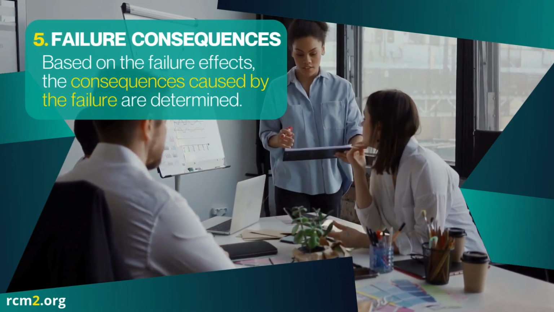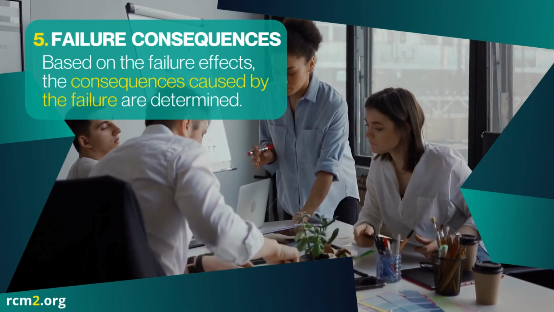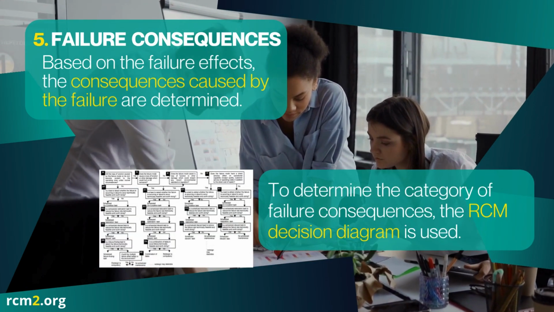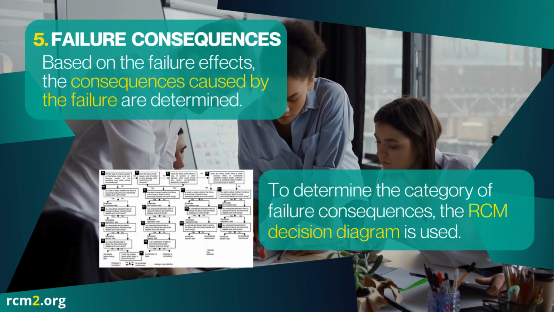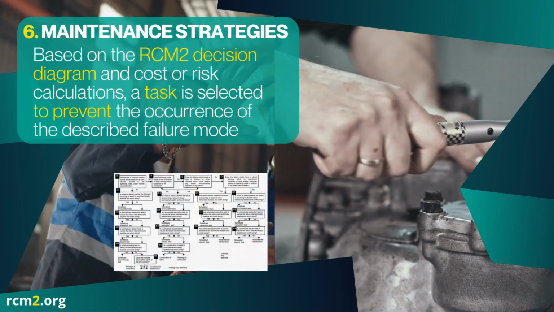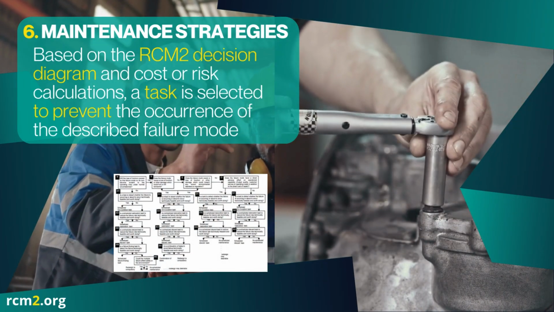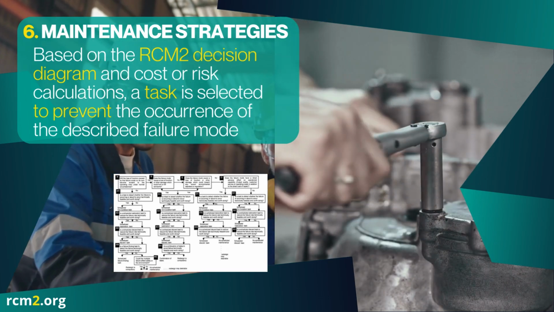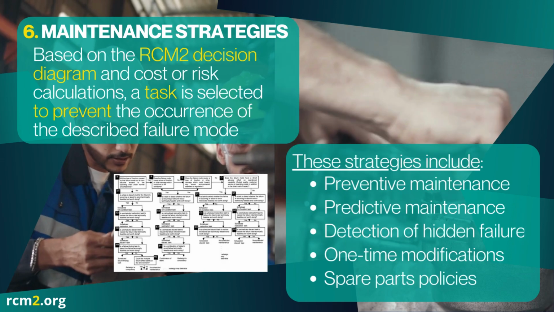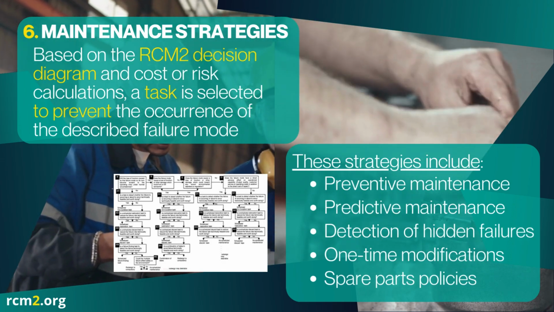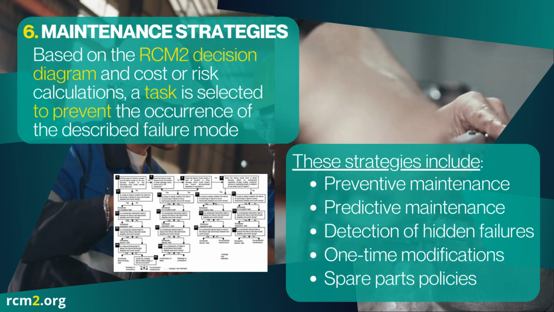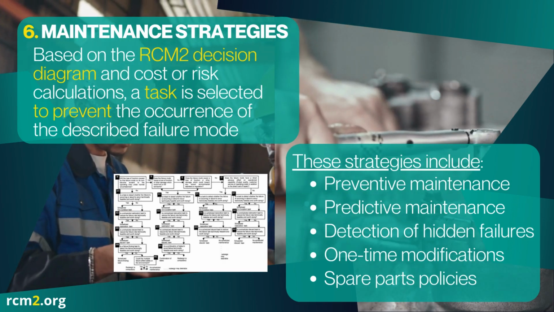Based on the failure effects, the consequences caused by the failure are determined. To determine the category of failure consequences, the RCM decision diagram is used. Based on the RCM2 decision diagram and cost or risk calculations, a task is selected to prevent the occurrence of the described failure mode. These strategies include preventive maintenance, predictive maintenance, detection of hidden failures, one-time modifications, spare parts policies.